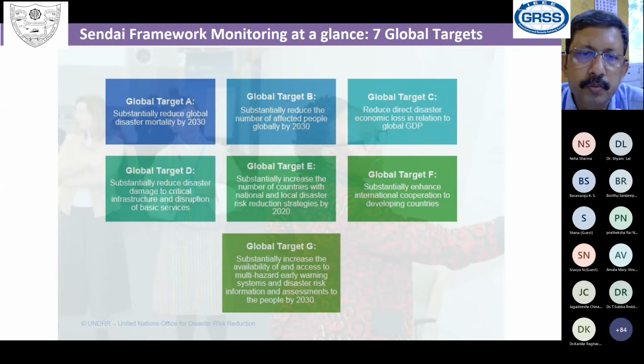And this was to be done through a substantial increase in the number of countries with national and local disaster risk reduction strategies by 2020. Of course, we are still developing and doing it, and it's at various stages of achievement. Then substantially enhance the international cooperation to the developing countries and increase the availability and access to multi-hazard early warning systems and disaster risk information and assessment by the people.